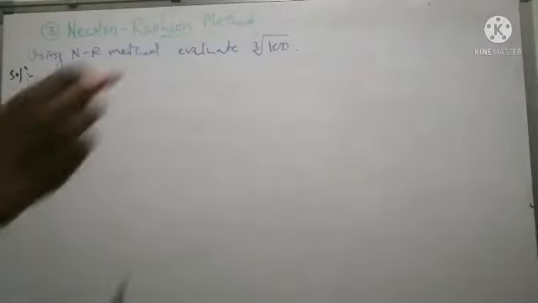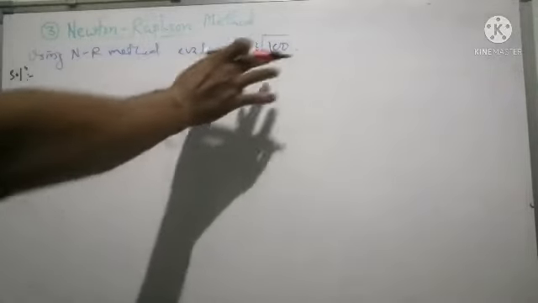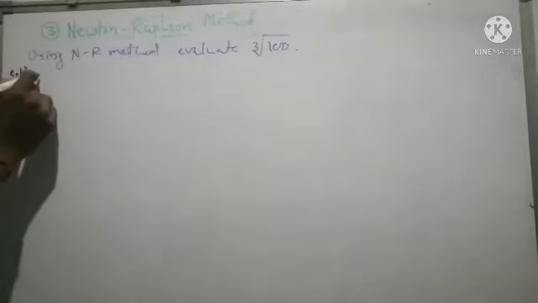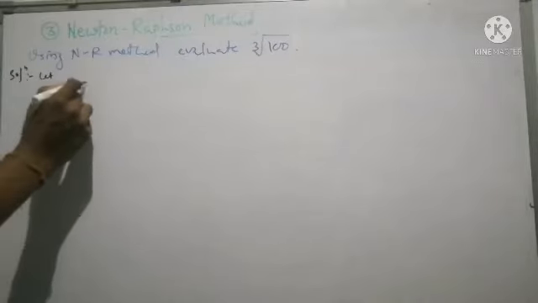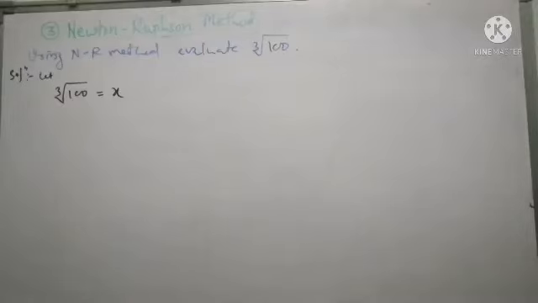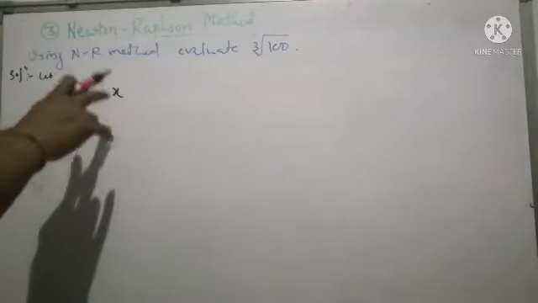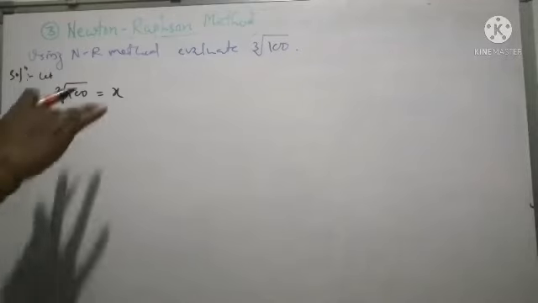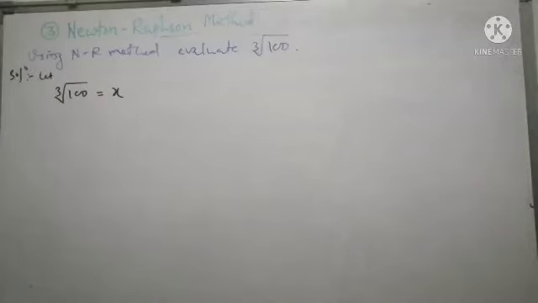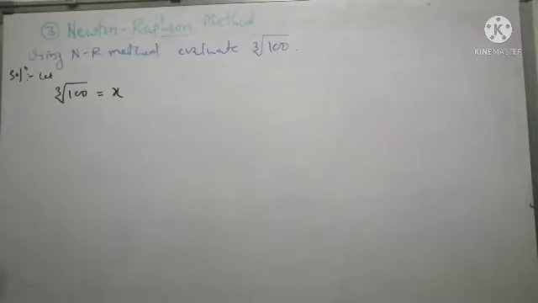Using Newton-Raphson method, evaluate the cube root of 100. In this example we have to find the cube root of 100. As we don't know the value of the cube root of 100, we put it as x, as x is unknown here. So this is an equation consisting of an unknown, it is called an algebraic equation. Though this is an algebraic equation, it contains a radical sign. As we know, cube root of 100 means 100 raised to 1 by 3.